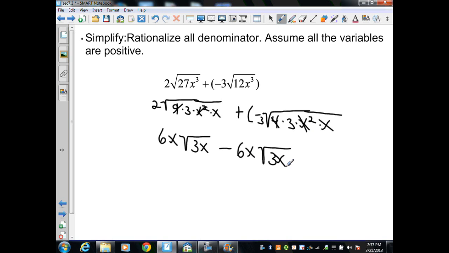Now, when I take a look at my terms, I realize they're like terms. The index on each is the same, which is 2, and the radicands are the same. So now I can just combine like terms. 6x minus 6x is 0. 0 square roots of 3, when you multiply, is 0.